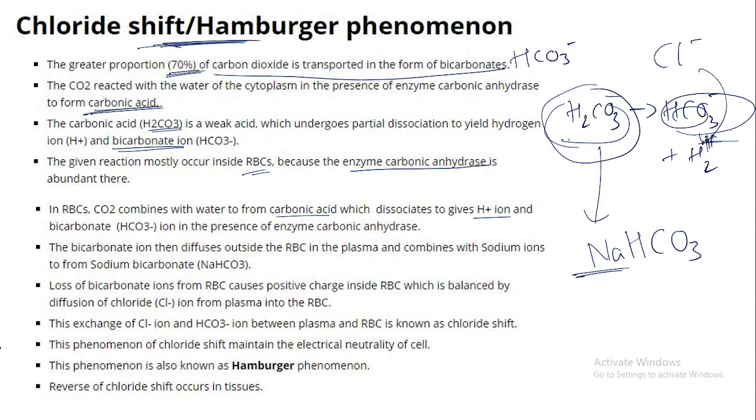Now, this exchange of Cl minus and HCO3 minus between plasma and RBC is known as the chloride shift. This phenomenon of chloride shift maintains the electrical neutrality of the cell. It is also called the Hamburger phenomenon. Reverse chloride shift occurs in the tissues.